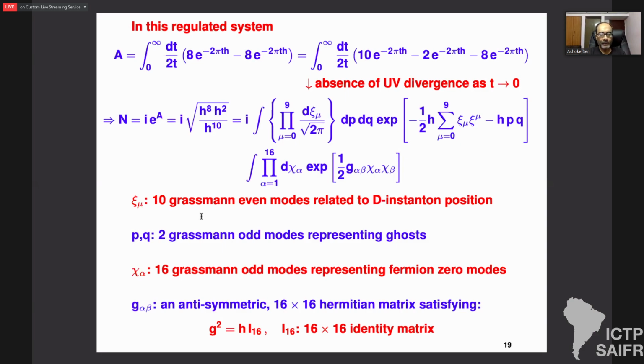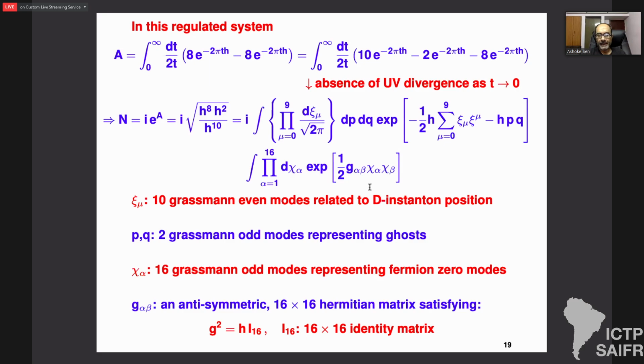So here xi mu are the 10 Grassmann even modes which are related to D-instanton position. P, Q are 2 Grassmann odd modes which represent ghosts. And chi alpha are 16 Grassmann odd modes which represent fermion zero modes. G alpha beta here is an antisymmetric 16 by 16 Hermitian matrix that satisfies G squared is h times the identity matrix. And as I said, the equality of this and this is an identity.